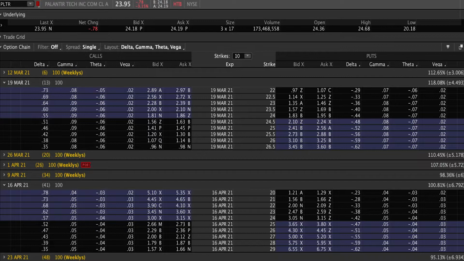If you look at the April option chain, you can see that delta is higher. The longer the expiration date, the higher the delta for out of the money and at the money contracts will be.